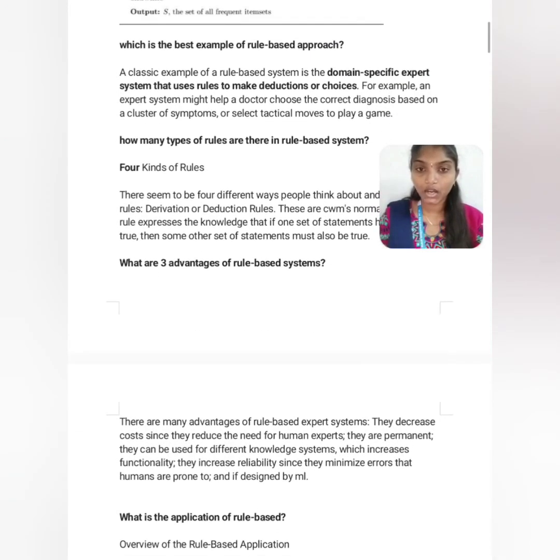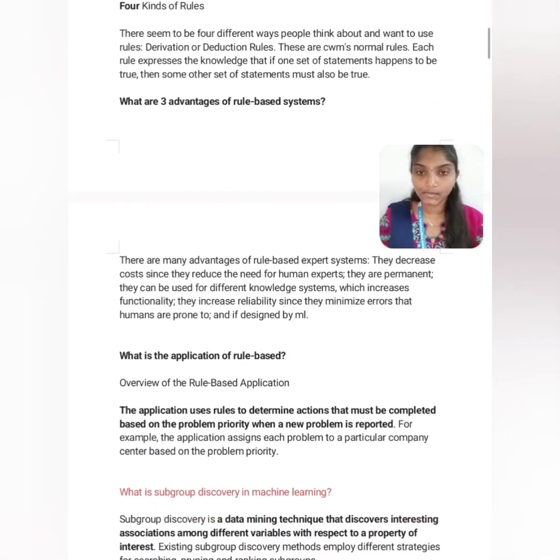What are the three advantages of rule-based systems? There are many advantages of rule-based expert systems. They decrease cost since they reduce the need for human experts. They are flexible. They can be used for different knowledge systems, which increases flexibility. They increase reliability since they minimize errors that humans are prone to, if designed well.